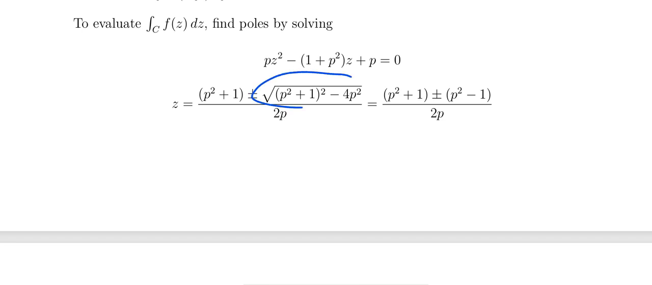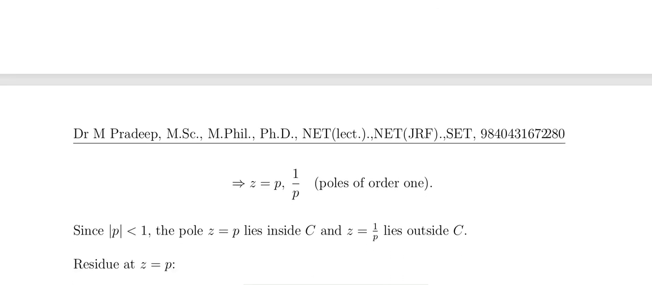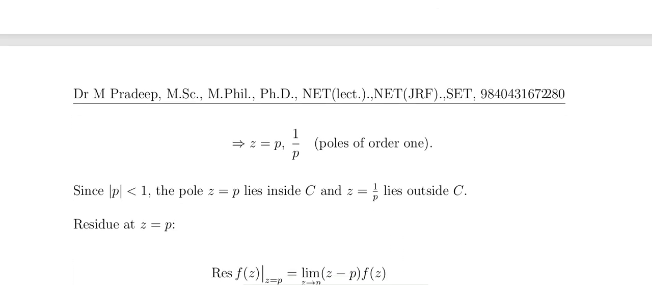So this step is very important. Then when you simplify it, we get p square plus 1 plus p square minus 1, and p square plus 1 minus p square minus 1, all divided by p. So the roots are p and 1 by p. Mod p less than 1 is given.